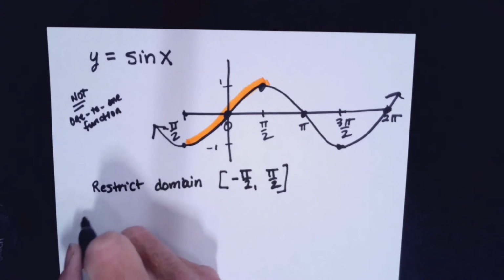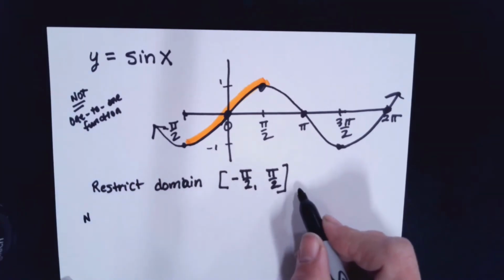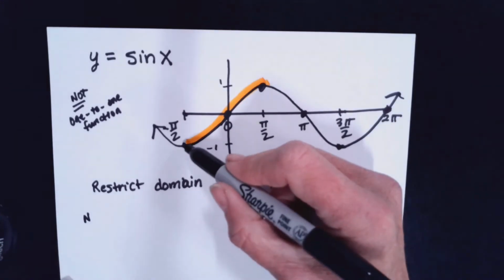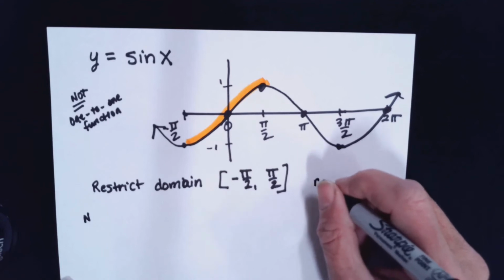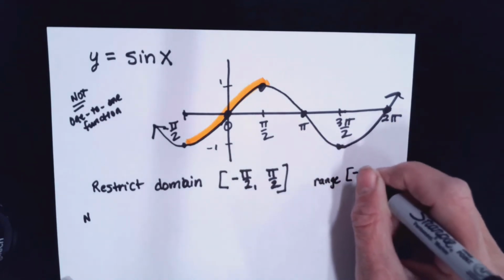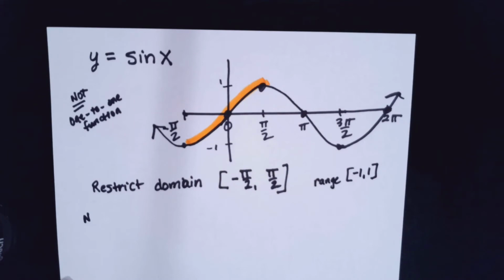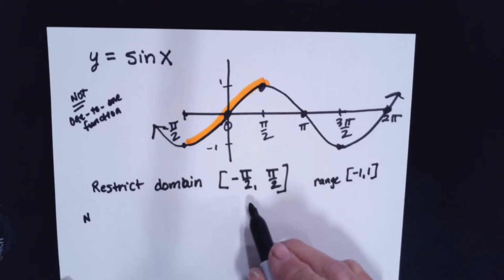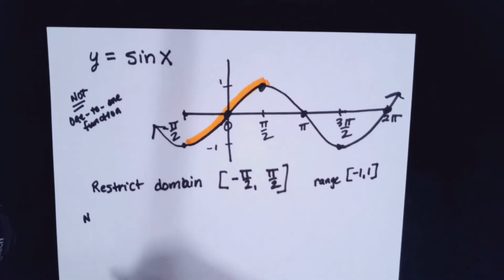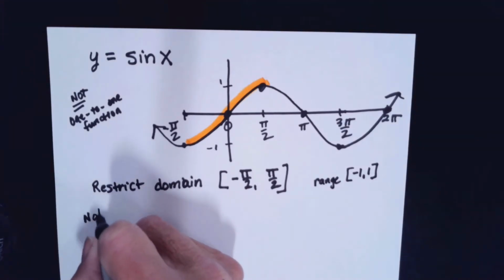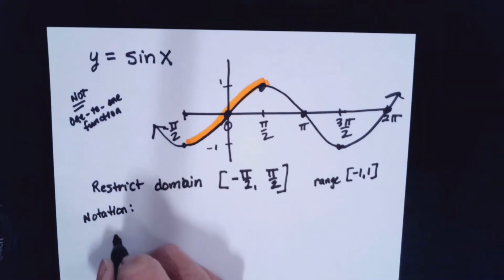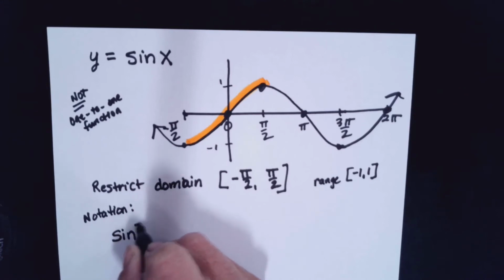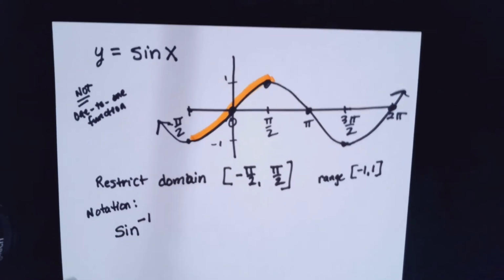The notation that we're going to use now, because now this would be a one-to-one function: if we only look from negative pi over 2 to pi over 2, that will be our domain. Our range is still going to be from negative 1 to 1. But this sine function on this domain is going to be a one-to-one function, so it will have an inverse. So the notation that we're going to use for that is the same as we did before, but you're going to put sine with that negative 1.